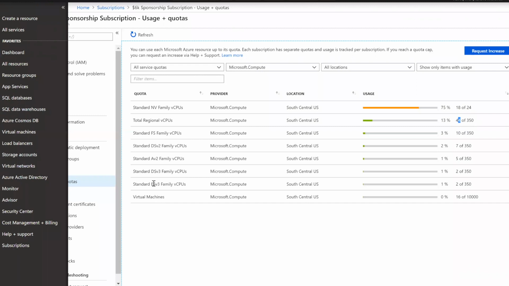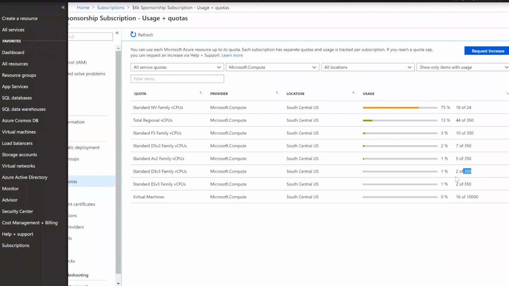So for instance, I have a limit on the number of DS family CPUs of 350, and I'm currently using 2. The reason these quotas are so high is because I am using an MPN, a Microsoft Partner Network subscription. Those natively come with very high quotas.